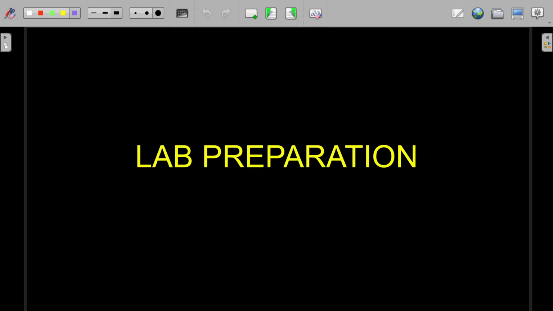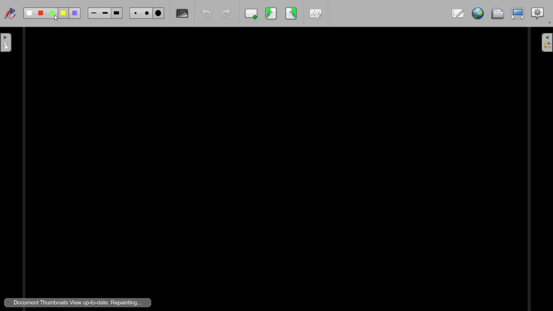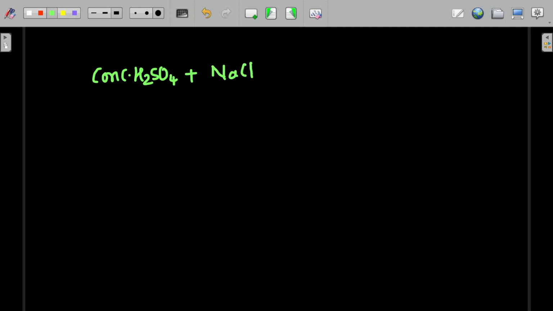Laboratory preparation. All of us already know this. Here we use concentrated sulfuric acid as well as the salt, sodium chloride. The property of concentrated sulfuric acid utilized here is its non-volatile property. Non-volatile meaning it will not easily get converted into gas or vapor. Whereas HCl, HNO3, those are volatile acids.